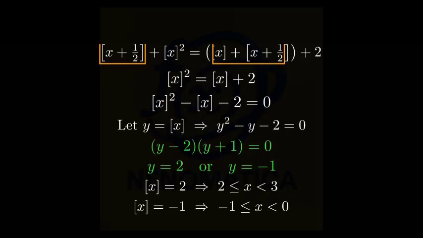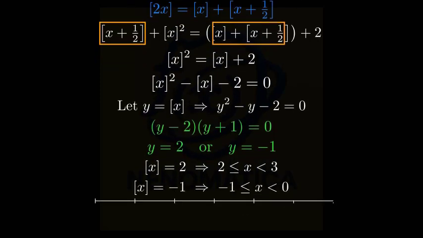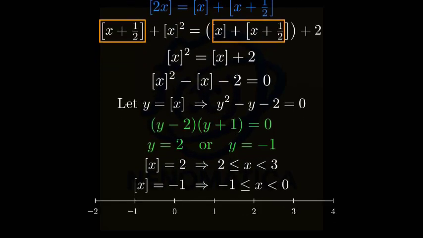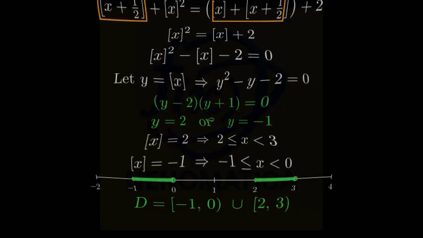If the floor of x equals -1, then -1 is less than or equal to x, and x is less than 0. Let's visualize these solution intervals on a number line to make the answer intuitive. We will shade the interval from -1 to 0 with a closed dot at -1 and an open circle at 0. Then we will shade the interval from 2 to 3 with a closed dot at 2 and an open circle at 3. Therefore, the complete solution set is the union of the two intervals from -1 to 0, not including 0, and from 2 to 3, not including 3.